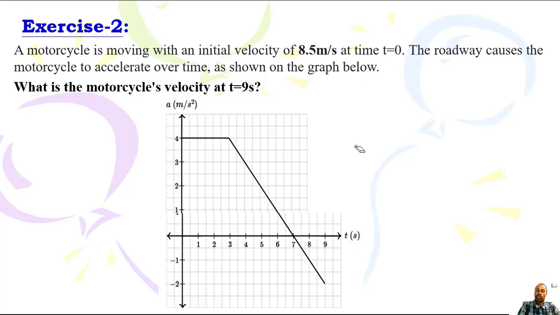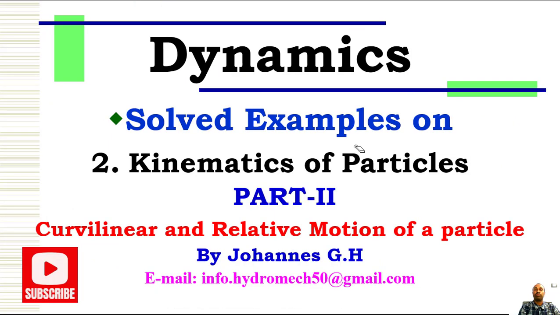So these are the main illustrative examples on kinematics of particles for rectilinear motion with graphs and also equations. So I hope I will proceed to part 2 with curvilinear and relative motion of particles. So if you have any question, you are welcome.